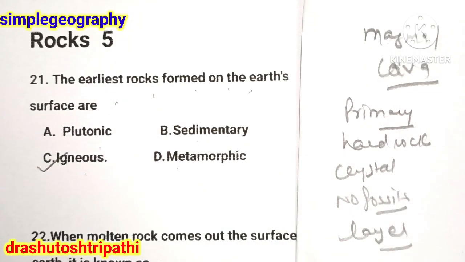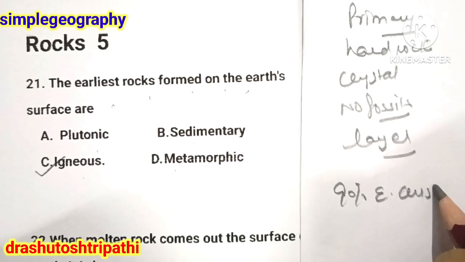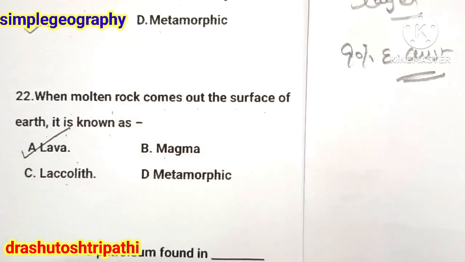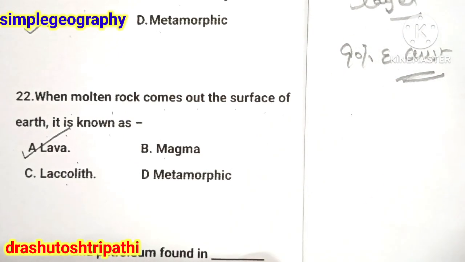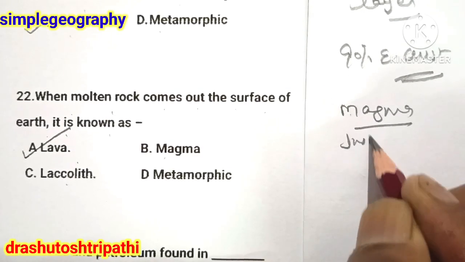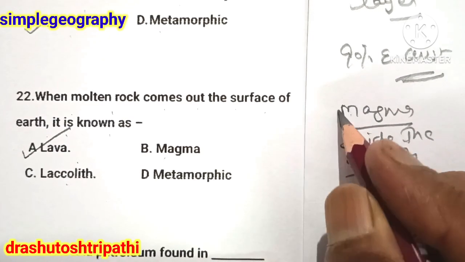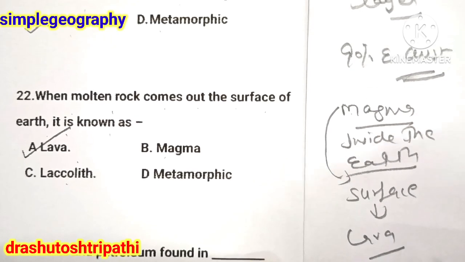One important thing you have to remember about the igneous rock: 90% of the earth's crust is formed by the igneous rock. Molten rock that comes out onto the surface of the earth is known as lava. What is the difference between magma and lava? When the rock in liquid form is inside the earth, it is called magma. But once this magma comes to the surface of the earth, it is known as lava.